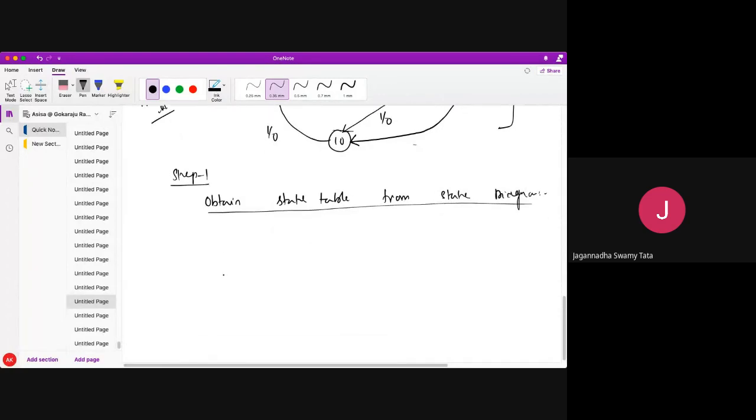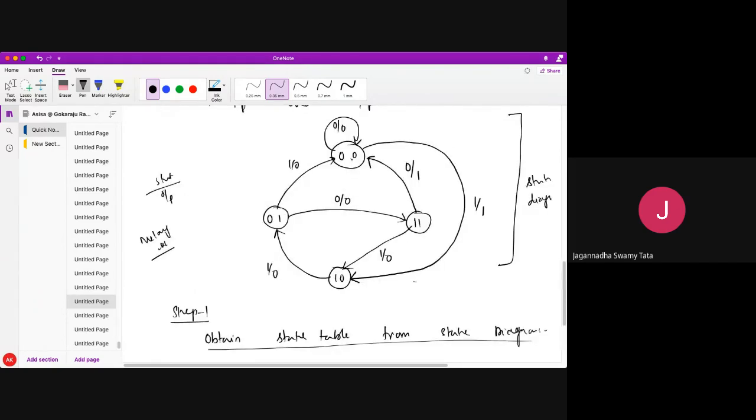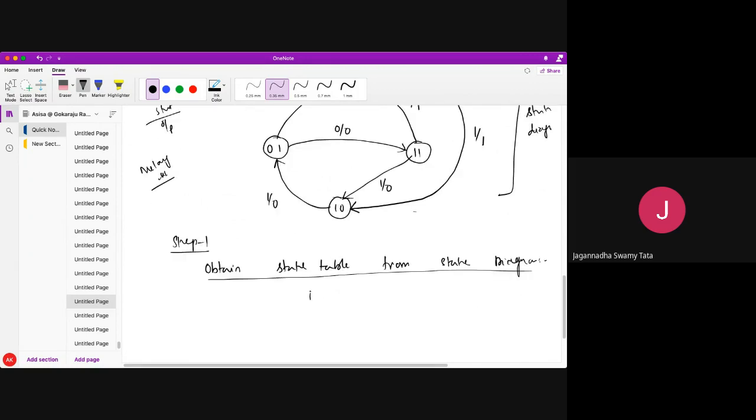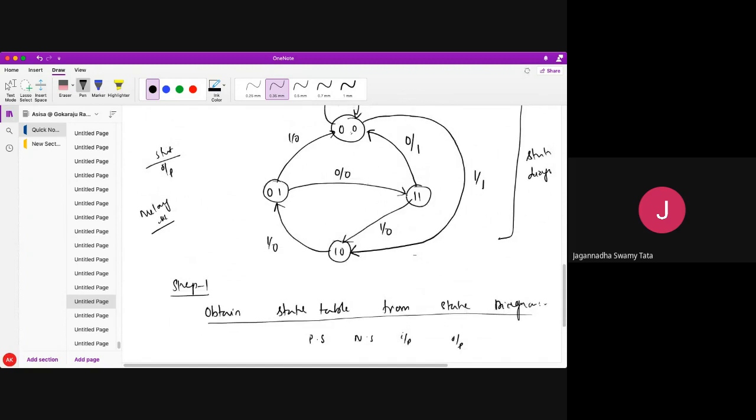So tell me, what are the things that need to be there in the state diagram? All of you know that in the state diagram we have three things. One is state, which may be present state or next state, and input and output. In the state diagram we have four things: present state, next state, input, and output. We are going to use those things. We have to retrieve the present state, next state, input, and output from the state diagram itself.